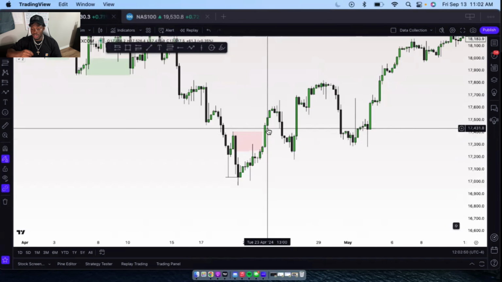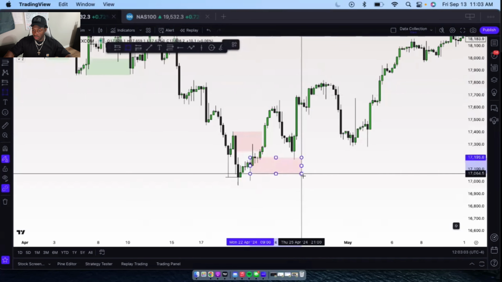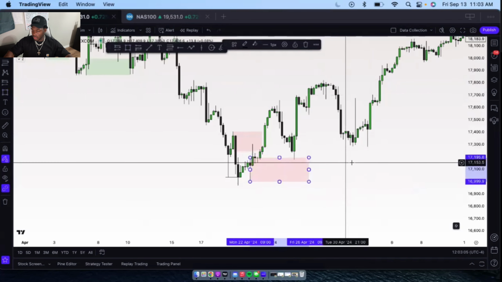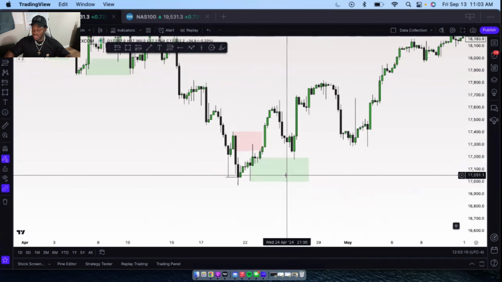Sellers stepped in the market, tried to take over. They had an equilibrium of price, and then at that equilibrium of prices where buyers and sellers agree, they actually took over the markets, and you see that buyers took over. So in this case, I'm looking at that specific level. This candle here was the beginning of that, or you could take the high of this candle and you could say, I'm going to enter, or this is my point of interest.